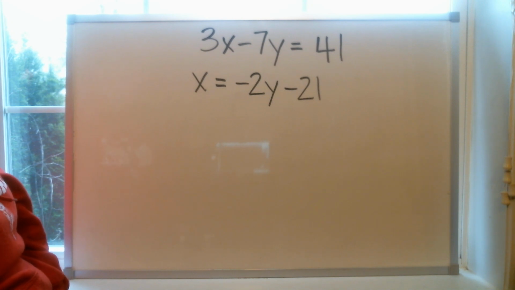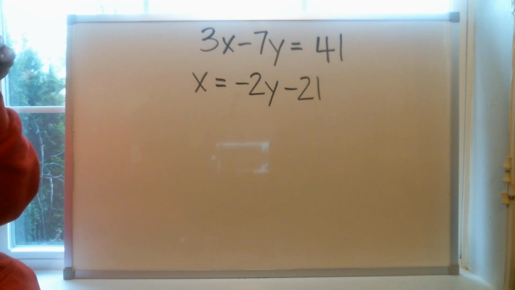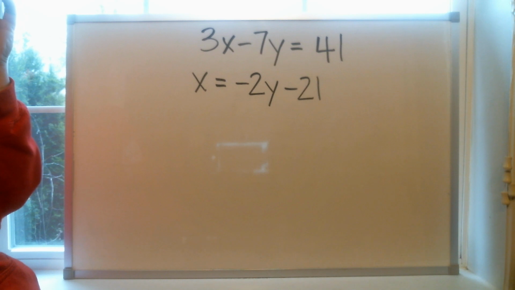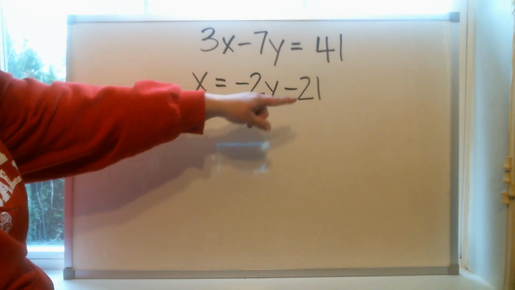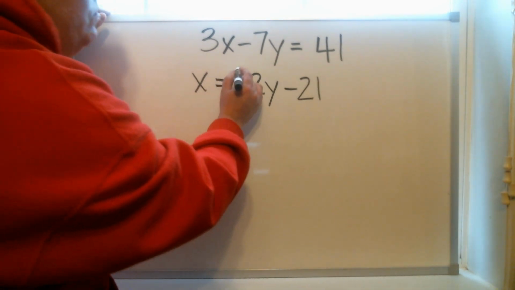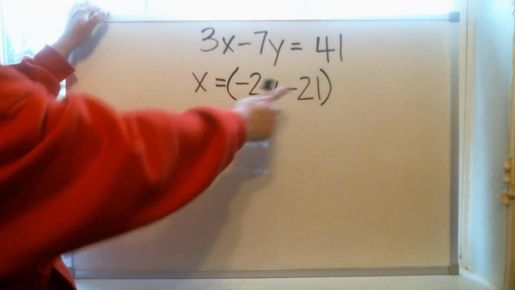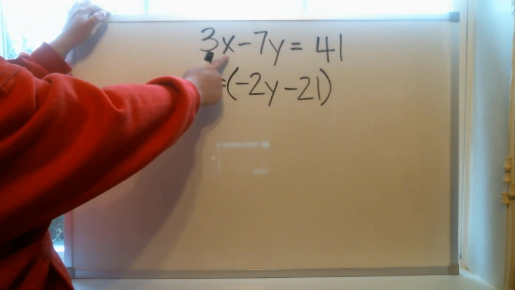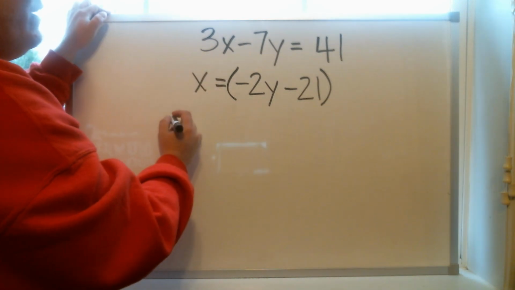And if you look, this time I'm looking for a variable that's already by itself, something that's already solved. And there is one that's already solved for you, but it's for x instead of for y, and that's fine. You can substitute with x or you can substitute with y. So in this case, they're telling us that x is equal to negative 2y minus 21. So I'm going to put parentheses around it, and I'm going to use negative 2y minus 21 in place of x up here. So I'm going to rewrite this with negative 2y minus 21 in place of x.